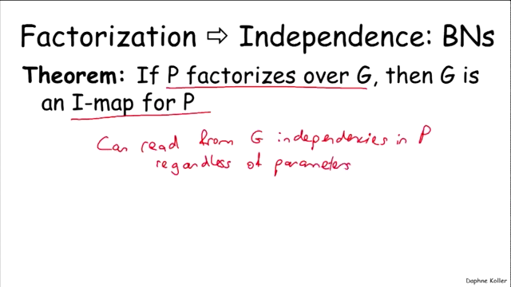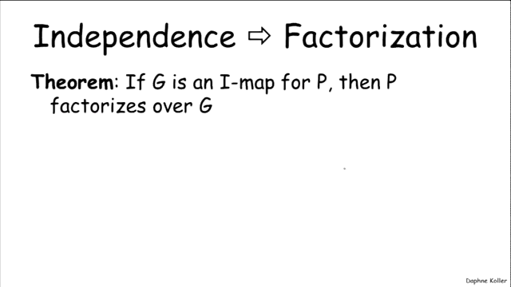Just by knowing that P factorizes over G. Interestingly, the converse of this theorem holds also. This version of the theorem says that if G is an IMAP for P, then P factorizes over G. So what does that mean? It means that if the distribution satisfies the independence assumptions that are implicit in the graph, then we can take that distribution and represent it as a Bayesian network over that graph.